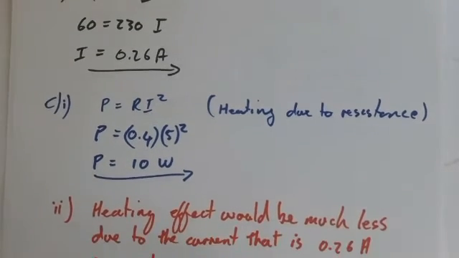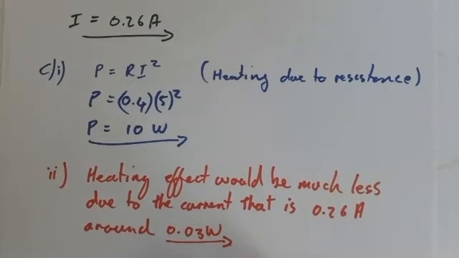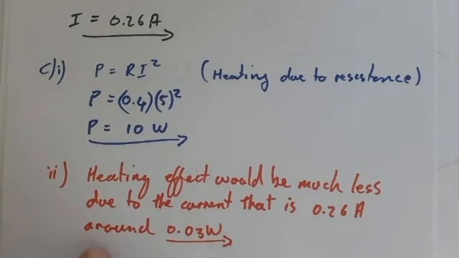Then they ask, what if instead of using a transformer, we plugged it directly into our 230 volts so we didn't step it down? Well, the heating would be much less. They ask to discuss whether it would be better to replace the lamp and transformer with a 230 volt 60 watt lamp connected to the mains using the same cable. I said yes, because the heating effect would be less, or less power is dissipated.